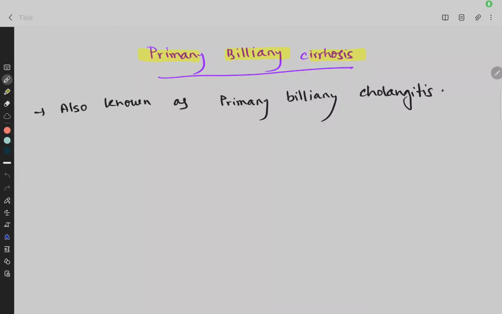Biliary cirrhosis. This is our topic. Primary biliary cirrhosis, also known as primary biliary cholangitis. It is an autoimmune disease, and this autoimmune disease is T cell mediated.